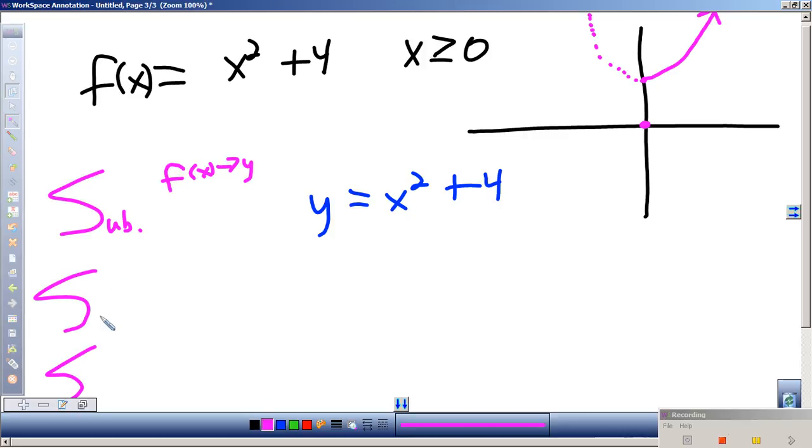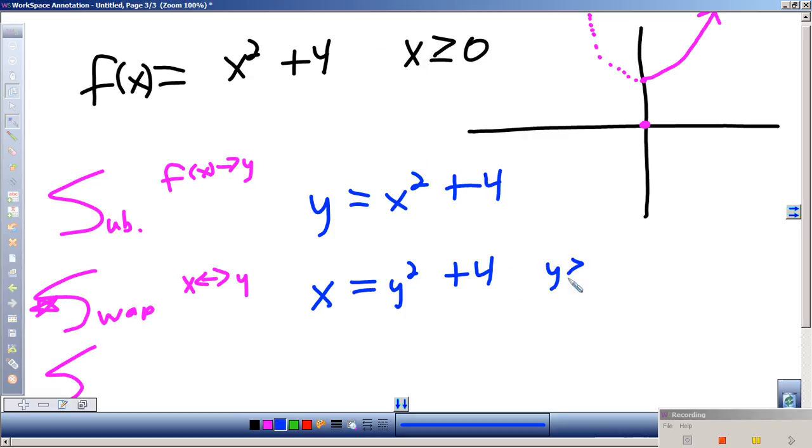Next one, swap. This is the key step. If you don't do this step, then the whole thing falls apart. So this is actually the only one that is 100% necessary. What it means is swap x and y. So I'm going to get x equals y squared plus 4. Now remember, my original said x is greater than or equal to 0. So I'm going to carry that down. Now I'm going to say y is greater than or equal to 0.